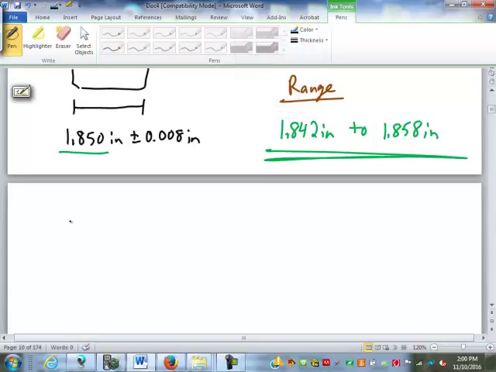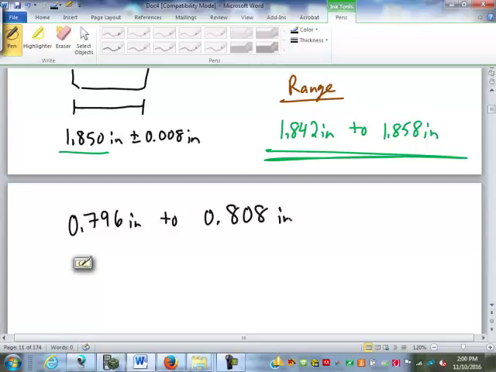Let's go the other way. In your notes, if I give you a range of 0.796 inches to 0.808 inches, find the ideal value and the allowance for me.